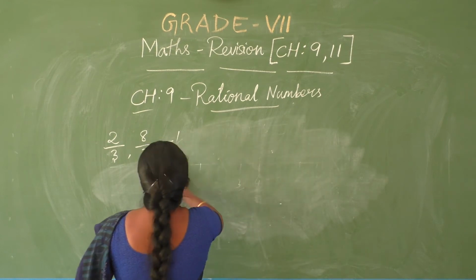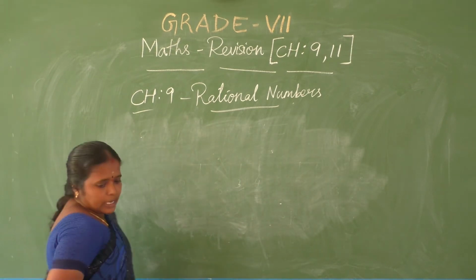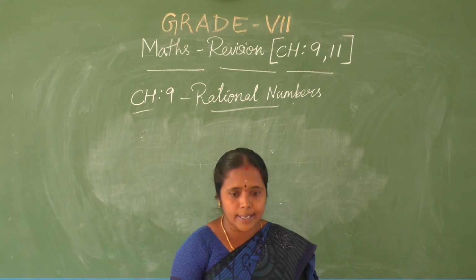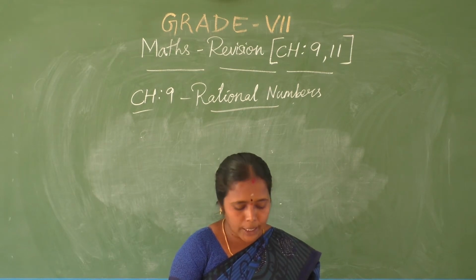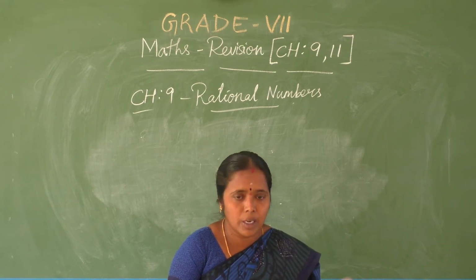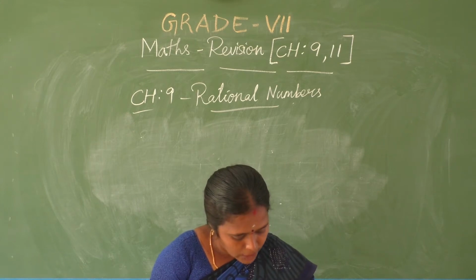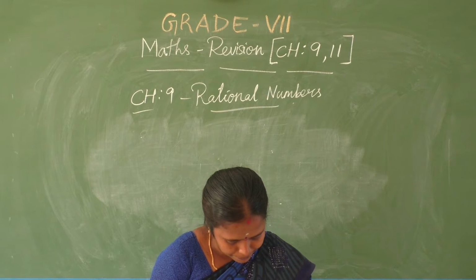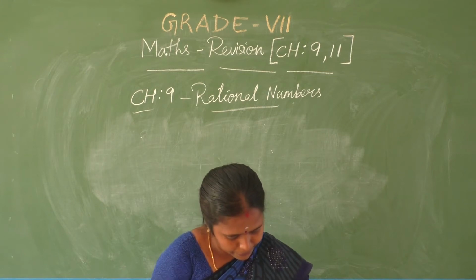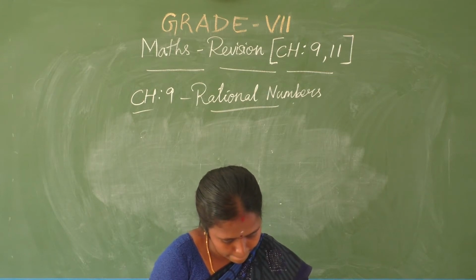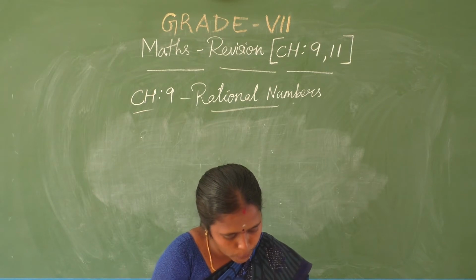Okay, then which topic do we have to revise? Now up to this we have seen what are rational numbers, what are positive, what are negative, how to represent them on the number line. Then comparison of rational numbers. How to compare two rational numbers?